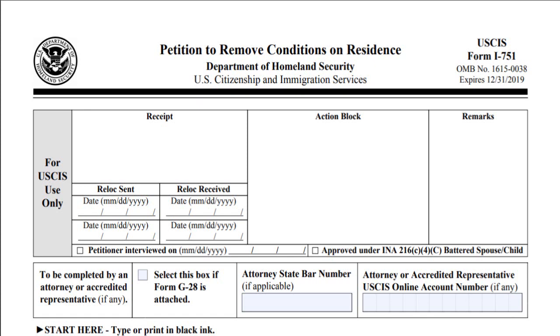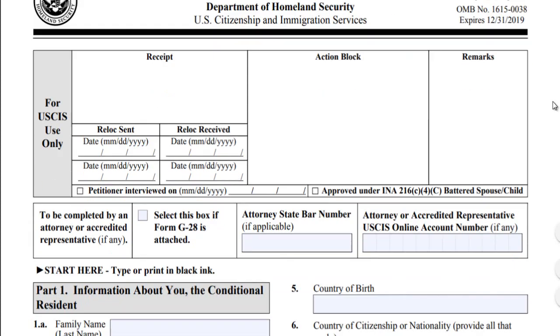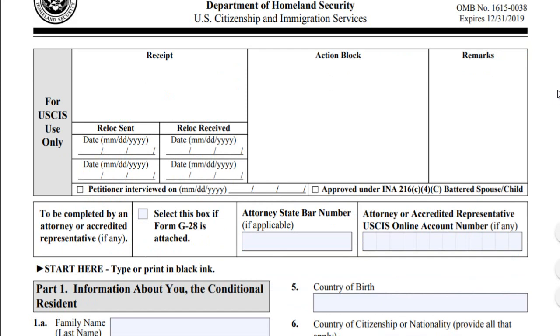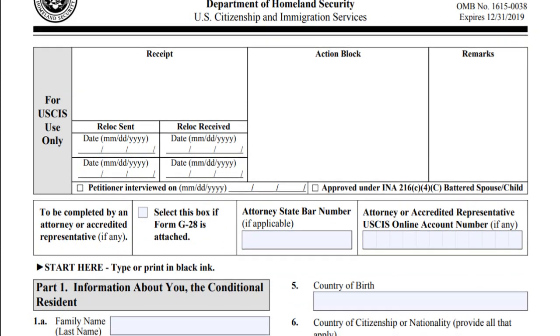Today I will be talking about the Form I-751, Petition to Remove Conditions on Residence, Part 1. Before starting, I'm going to answer the question that some of my subscribers had asked, and maybe you as well have. What is the purpose of I-751, Petition to Remove Conditions on Residence? This petition is used by conditional residents who obtain status through marriage to request that U.S. Citizenship and Immigration Services remove the condition on his or her residence.